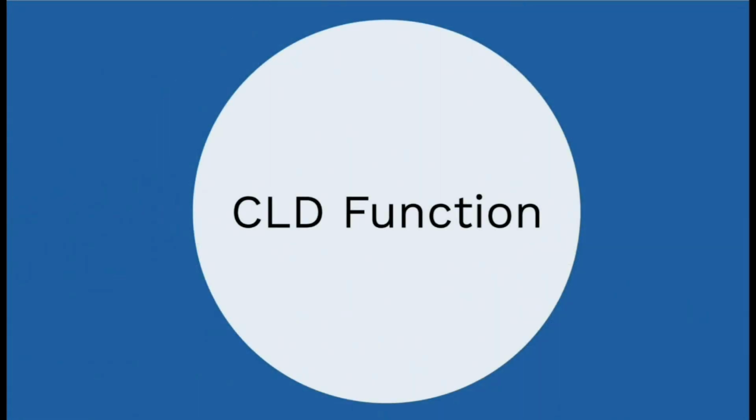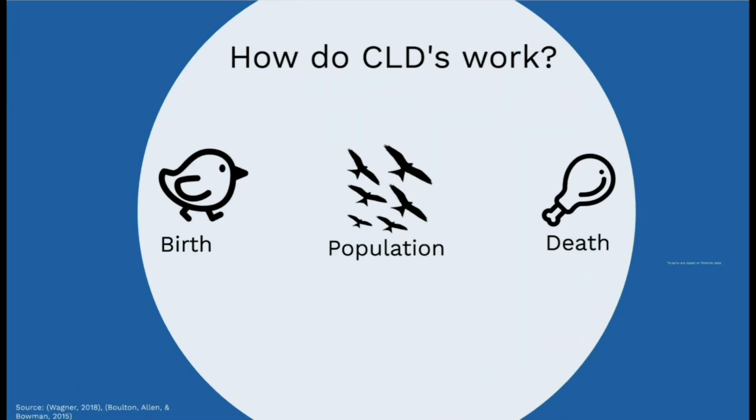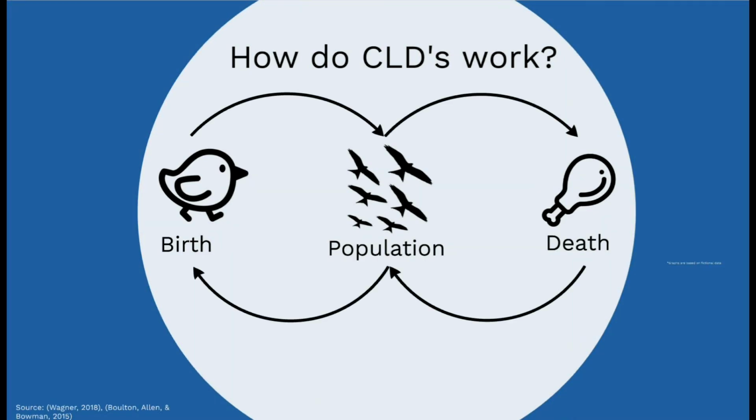So how does a causal loop diagram work? First, let's look at the simplified example of the bird population. A population is affected by birth and death, which means an increase and decrease of population. These elements are called variables or agents. The variables are connected with pointing arrows.